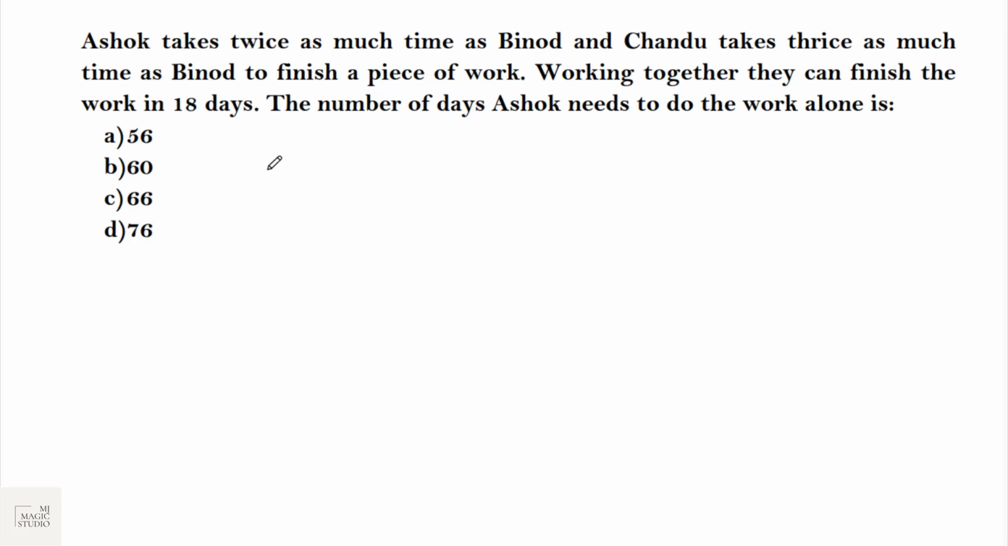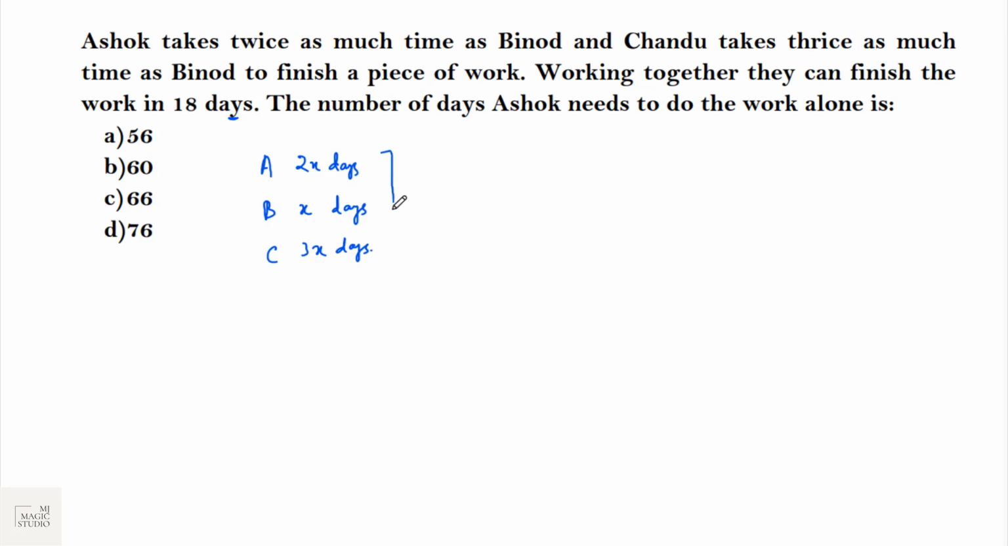Ashok takes twice as much time as Vinod. That means if Vinod takes X days to complete the work, Ashok will take 2x days to complete the work, working alone. And Chandu takes thrice as much time as Vinod. Chandu will take 3x days. Working together, they can finish the work in 18 days.